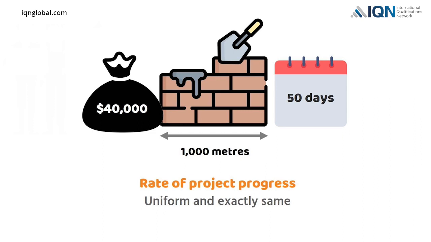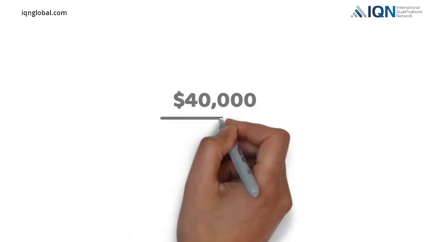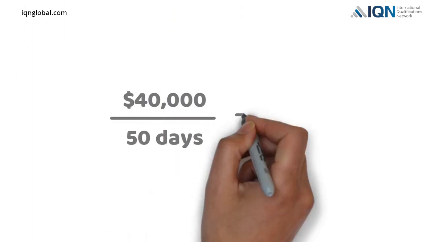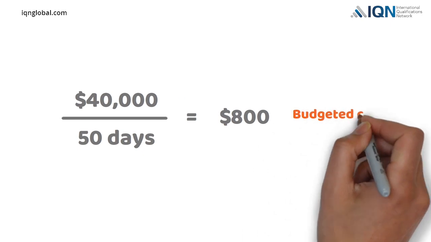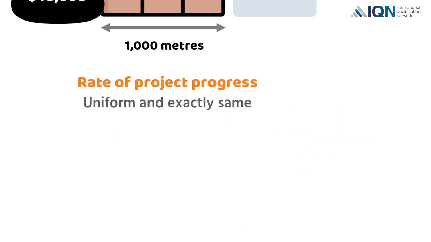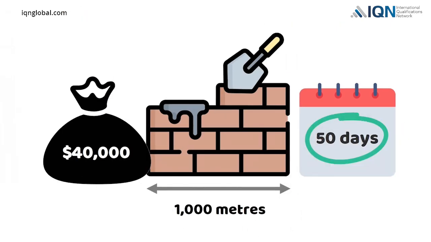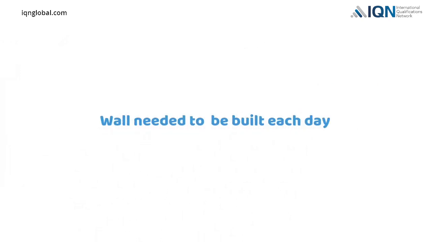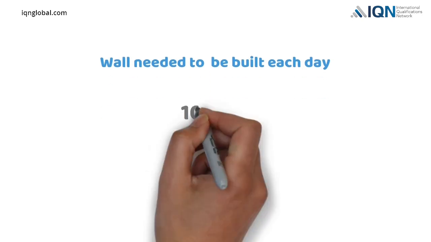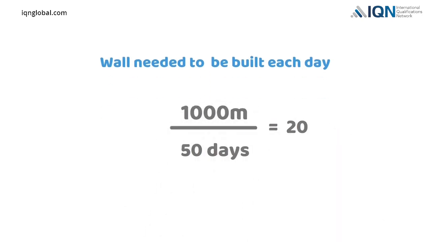Now, if we divide total project budget $40,000 by 50 days, we will get $800, which is our budgeted cost for each day. In 50 days, we plan to build total 1,000 meters of wall. How much wall we need to build each day? If we divide 1,000 by 50, we will get 20. That is, we need to build 20 meters of wall each day.